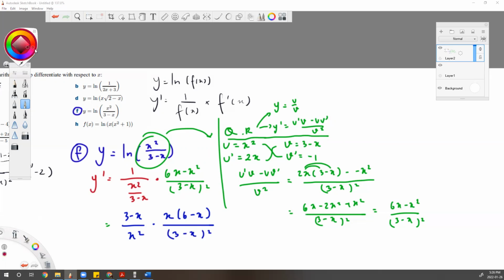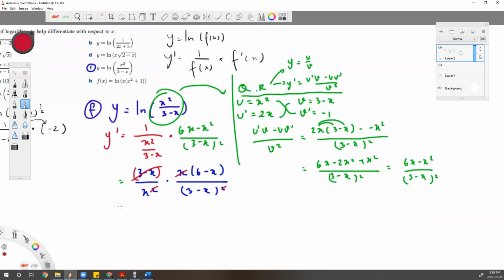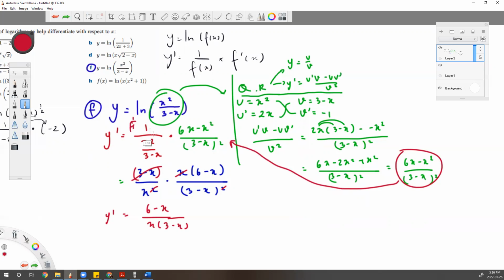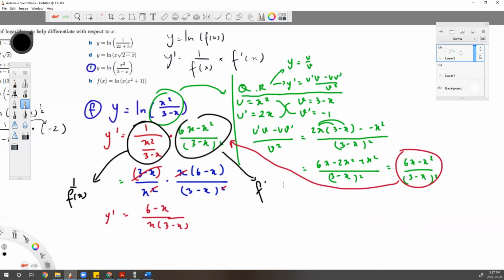See, what I can cross is this, top and bottom. So the final answer will be 6 minus x over x bracket 3 minus x. That's the final answer. So you have to put this back to the inside here. 1 over f. Oh, wait, I think I need to put it like this. I don't have space. This will be 1 over f(x), and this will be f'(x).